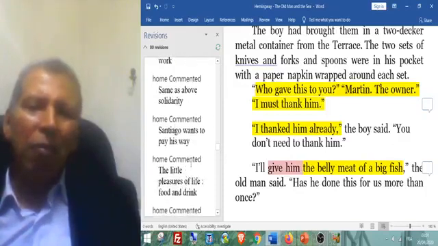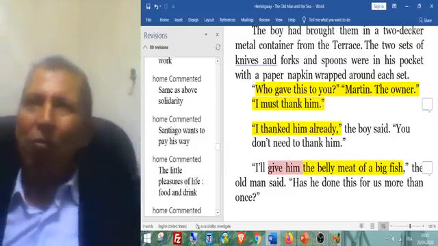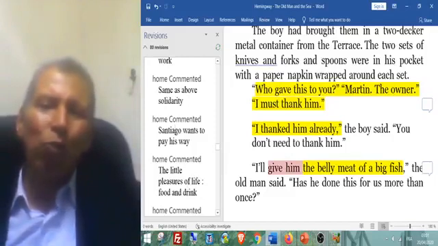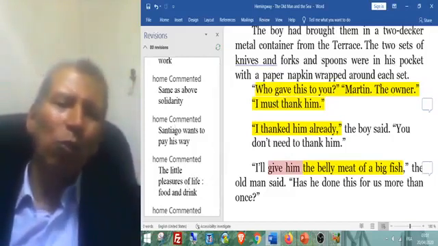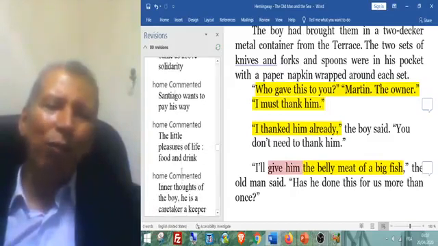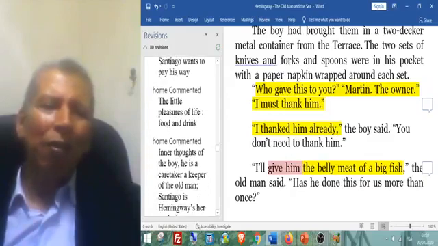"I'll give him the belly meat of a big fish. I will pay him back." Santiago wants to pay his way. He doesn't want to be dependent. He doesn't want to be the one who receives help. He thinks he's good enough to survive.